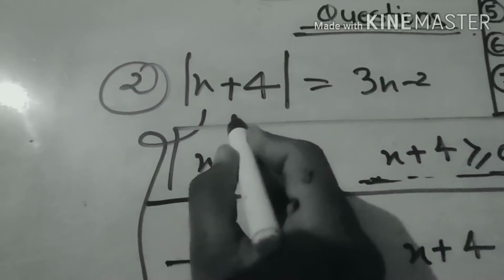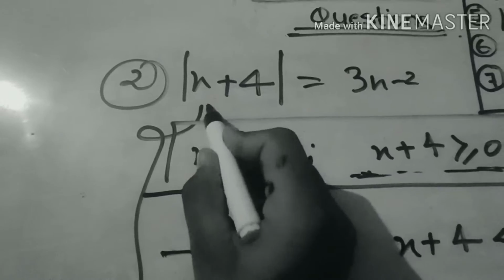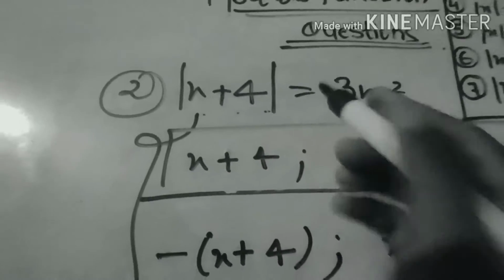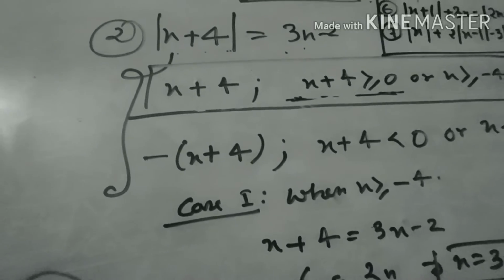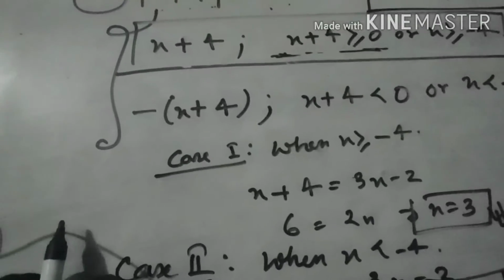And we can also see, if we put the value of 3, like 3 plus 4 is 7, the modulus of 7 will be 7, and 3 into 3 is 9, 9 minus 2 is 7. It is satisfied. So the value is 3. Now we'll be solving the third question.